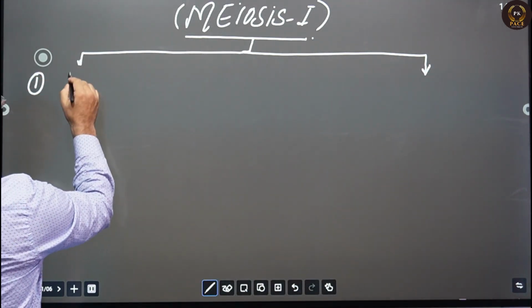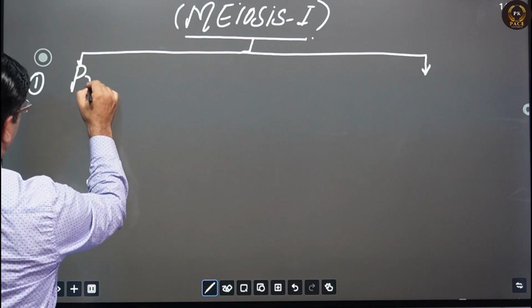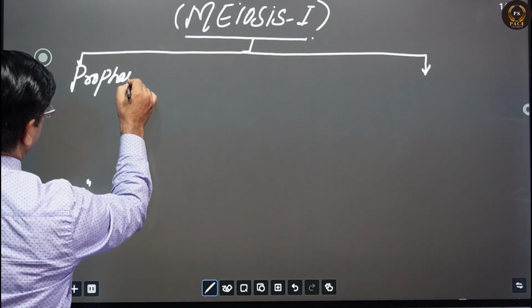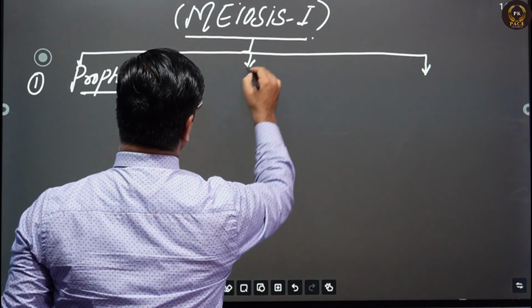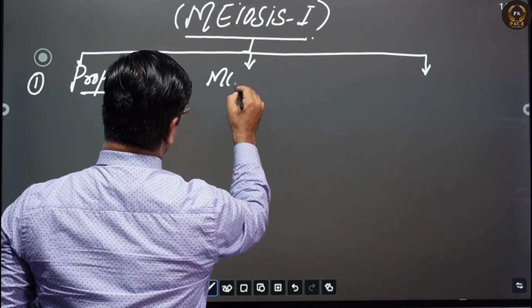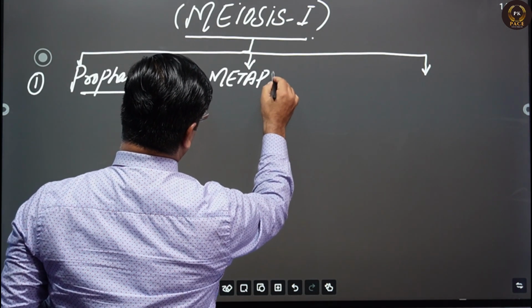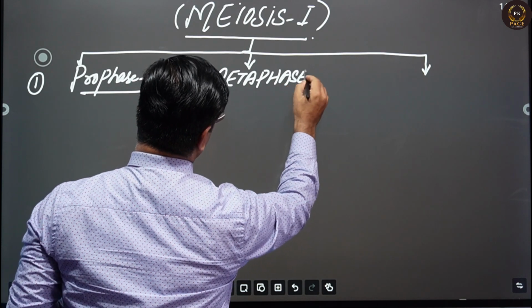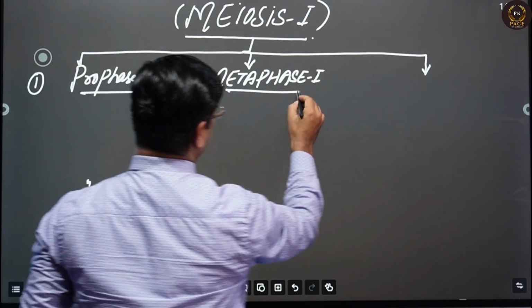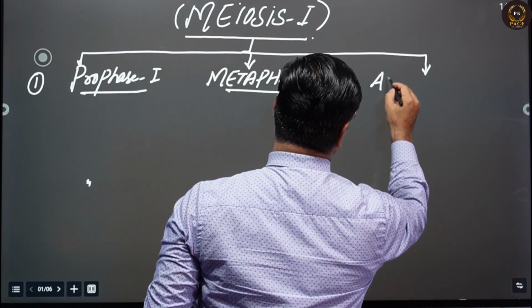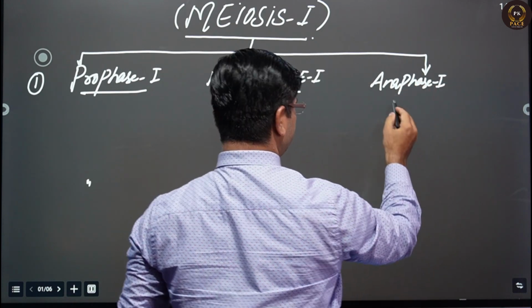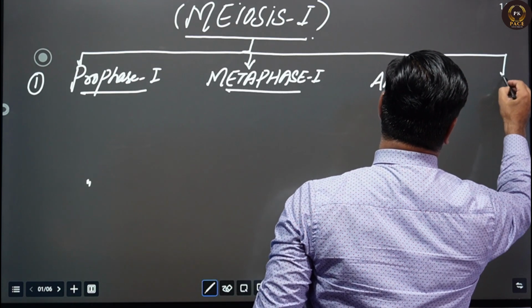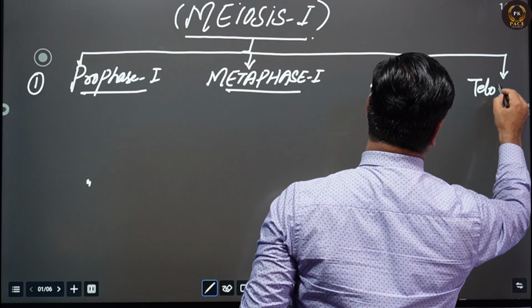First phase, there is a phase called prophase 1. Prophase 1. And in the same manner, after that, there is a metaphase 1. Metaphase 1. Then there is the anaphase 1. Third phase. And there is a telophase 1.